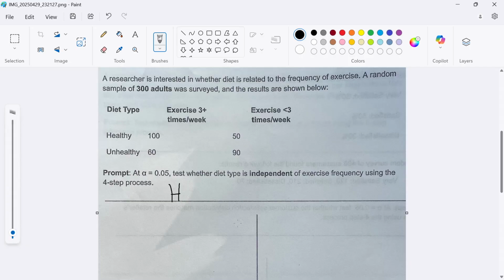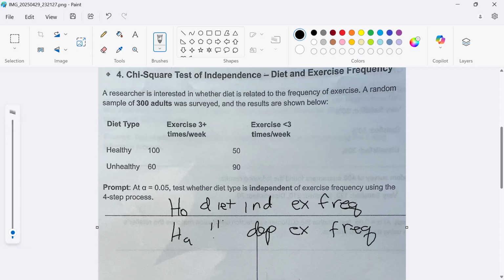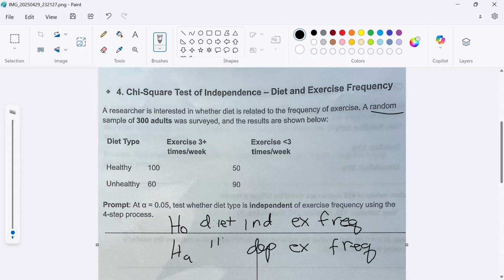So H0: diet is independent of exercise frequency. And H alternative: they're not independent, or diet is dependent on exercise frequency. Okay, so I've got that. Is this a random sample? It certainly is. I've got rows and columns.